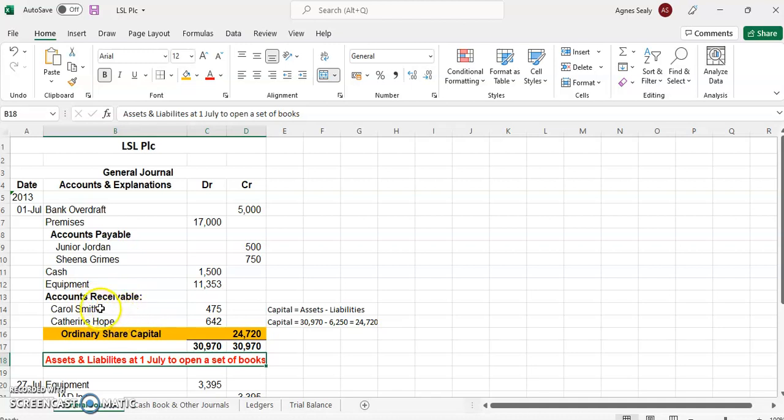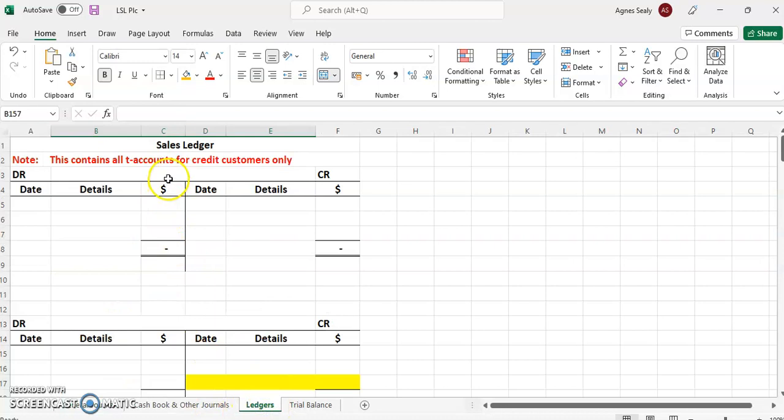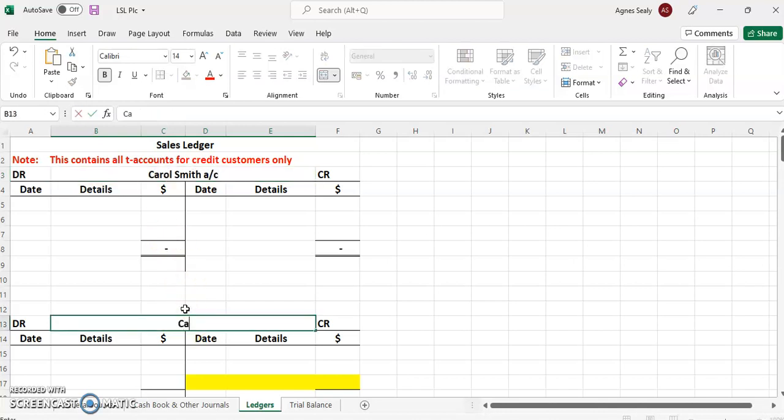So we have Carol Smith and Catherine Hope. So we are going to enter for them first in our sales ledger. So we're going to put Carol Smith's account and Catherine Hope's account.